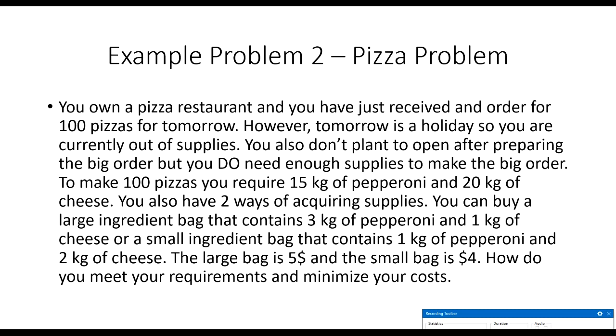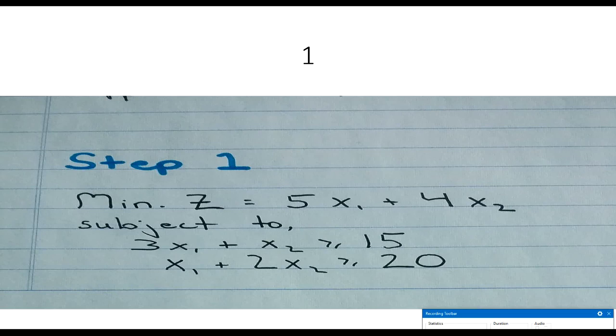So in this situation, we have two constraints. Two decision variables, large and small bags, two constraints, requirements for pepperoni, requirements for cheese. We can see our constraints, our total problem formulation here. Min z equals 5x1 plus 4x2, subject to 3x1 plus x2 greater than or equal to 15, and x1 plus 2x2 greater than or equal to 20.